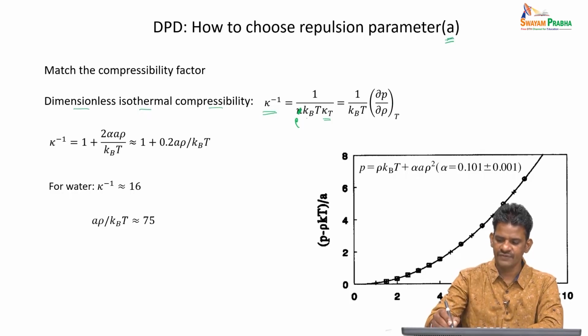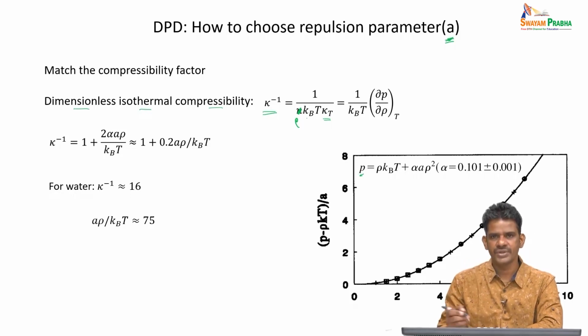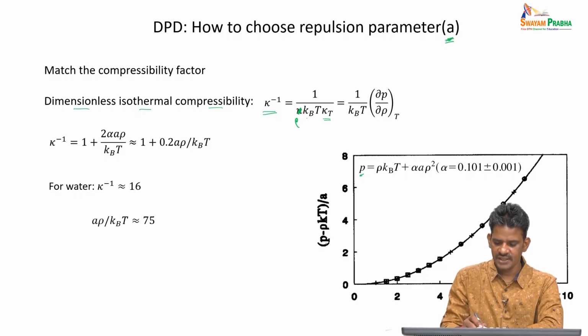So you choose different values of A, and then if you plot how the pressure changes with density, that's basically the equation of state. You draw the equation of state and plot it as P minus rho kBT by A. So here what we are trying to do is look at only the excess pressure, because rho kBT is the ideal fluid pressure. So P minus rho kBT will be the excess pressure, and that is divided by this parameter A.